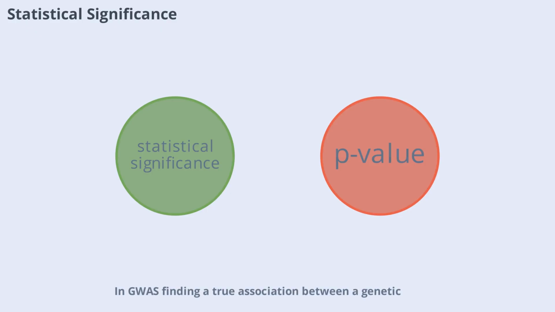In GWAS, finding a true association between a genetic variant and a trait requires rigorous statistical analysis. Because millions of SNPs are tested, the risk of false positives is high. Researchers use strict thresholds for statistical significance, often requiring a p-value of less than 5x10^-8. This ensures that only the most robust associations are considered, reducing the chance of misleading results.